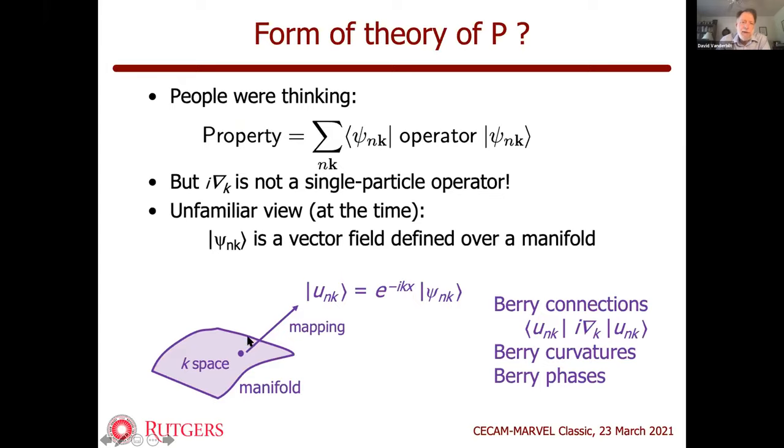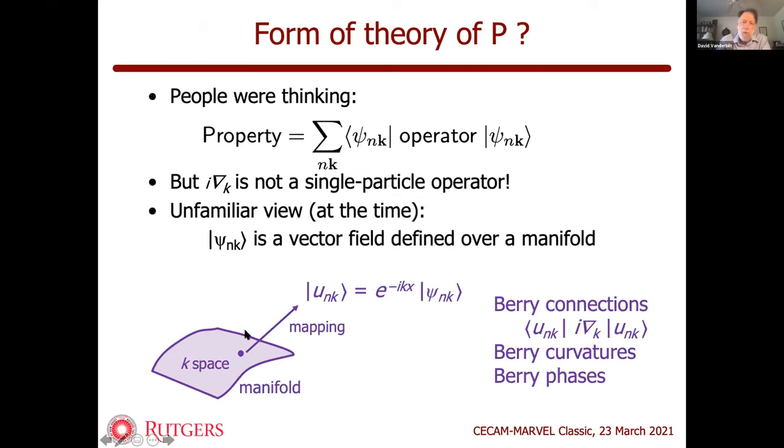So the modern view of this is that we have some manifold, which is our Brillouin zone, K-space, and we have a mapping from this manifold. Each point on the manifold I have associated with that a Bloch function, and for technical reasons, we prefer to use the cell-periodic Bloch function. And then from derivatives on this manifold, we construct Berry connections and Berry curvatures. And by looking at paths along this manifold, we describe Berry phases. And by looking at integrals over these things, we define Chern numbers and so on. And so this is the framework in which the theory of polarization really has to be formulated, and orbital magnetization and other things. Okay.